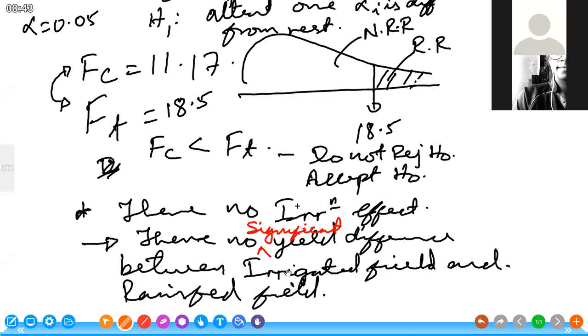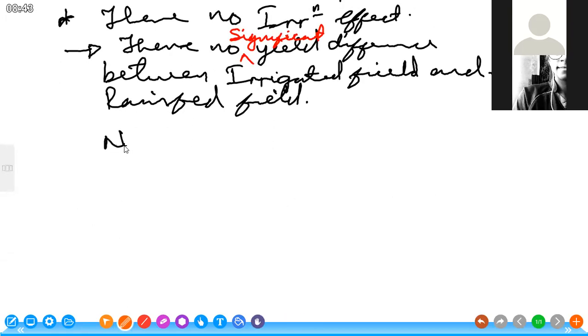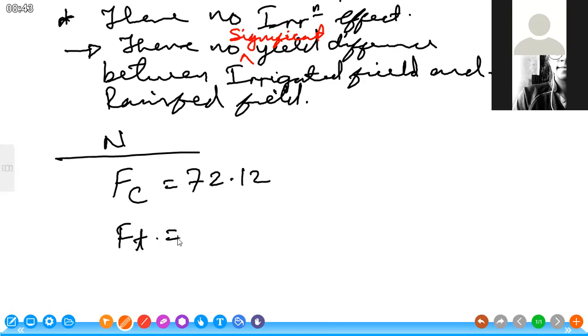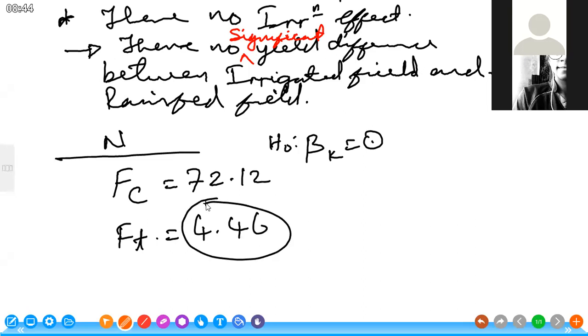Okay. So likewise, we can test the rest. We can test for nitrogen. What is the calculated value for nitrogen? 72 point something, right? Okay. So what is the table value for nitrogen? Our null hypothesis is beta k is equal to 0. We can test that. Look at the table value. What is the table value? 4.46.